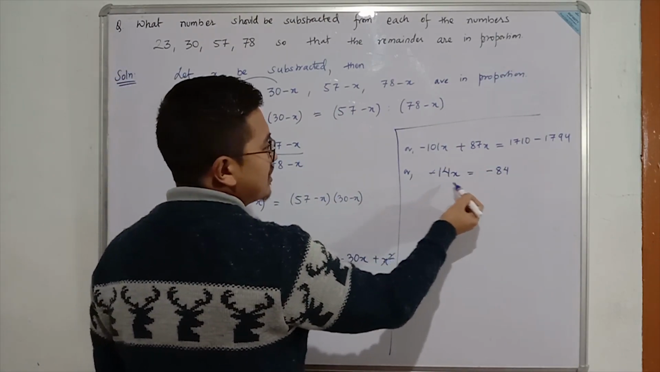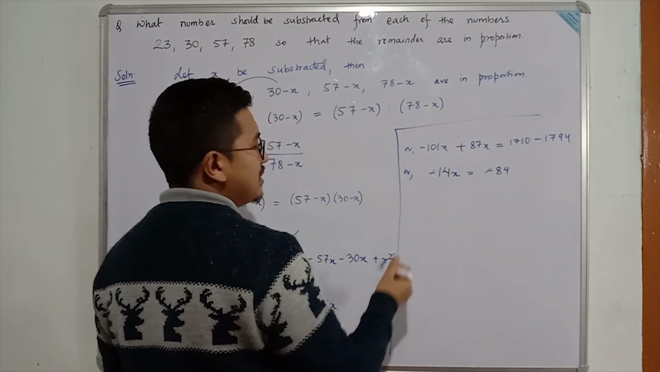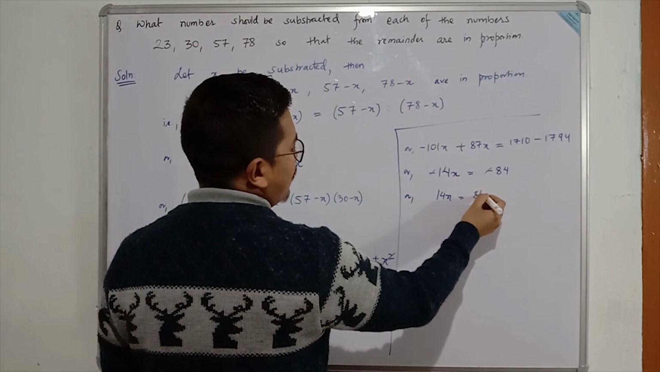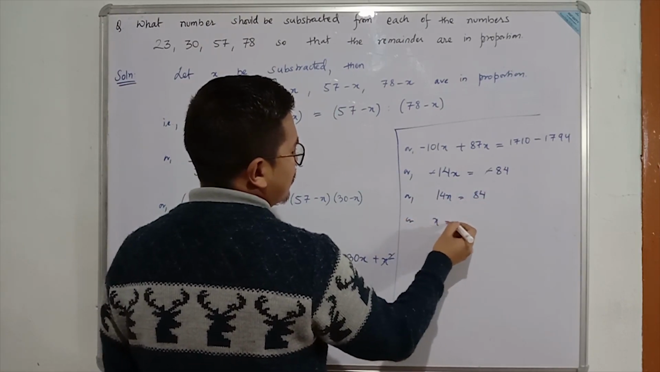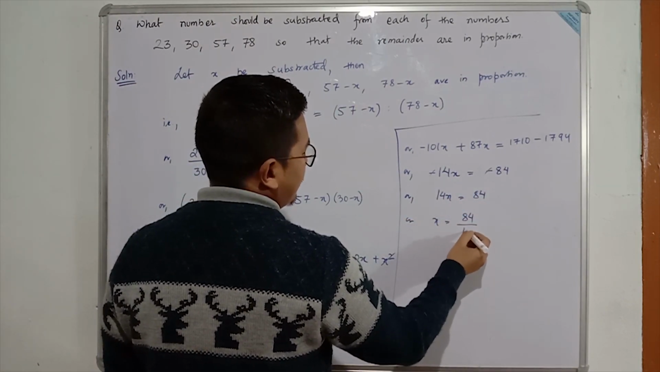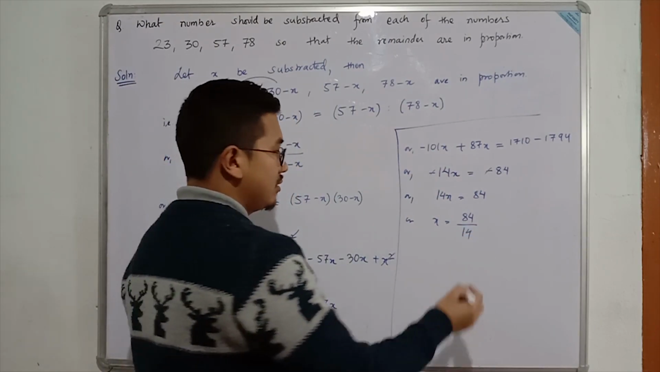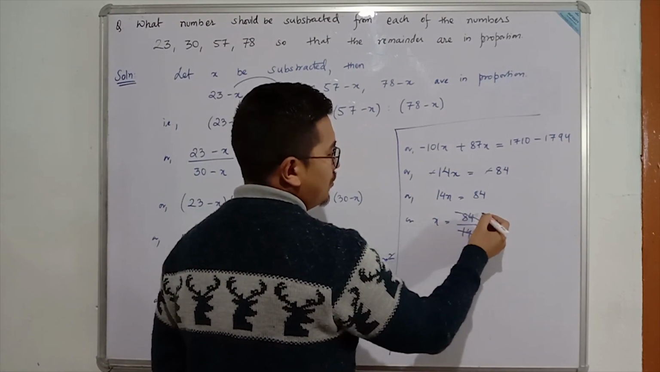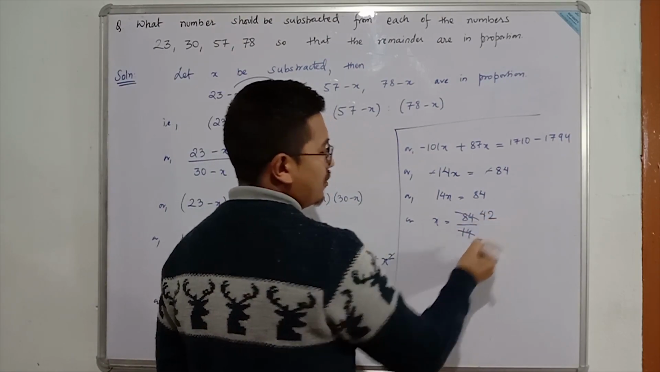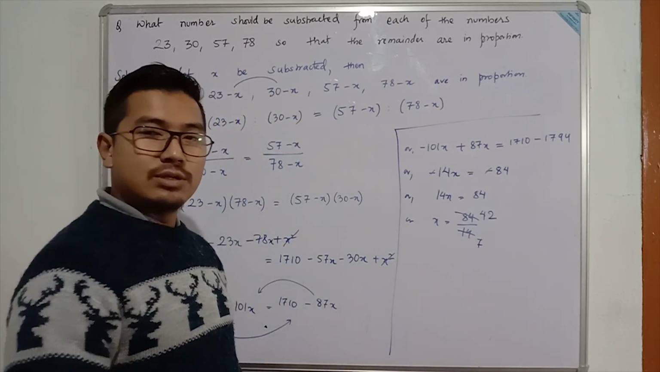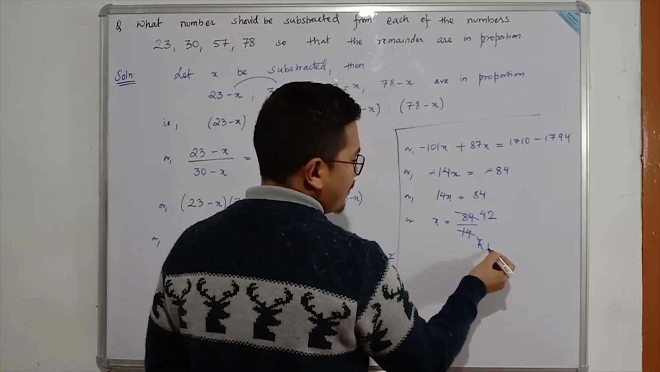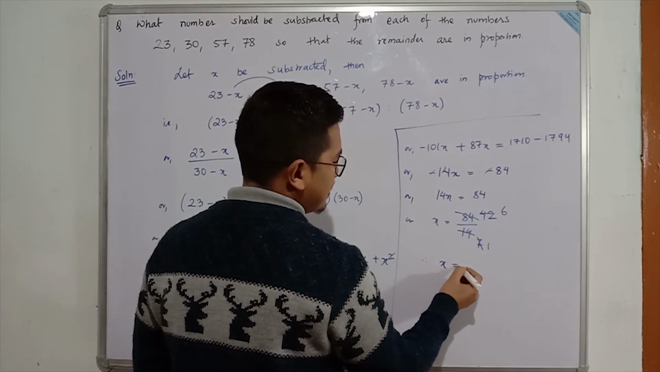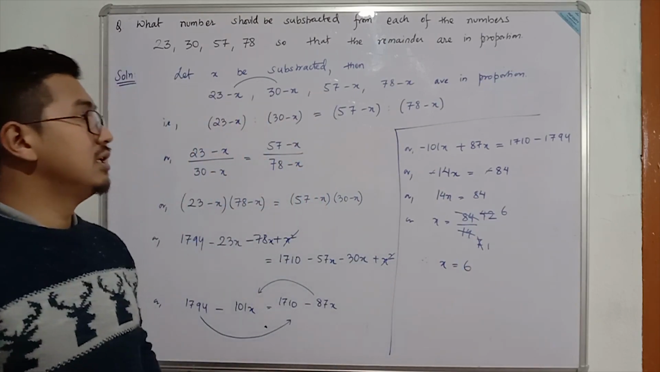Here it is minus, here also it is minus, so we can cancel the negative signs on both sides. So 14x equals 84, or x is equal to 84 by 14. We'll do the cancellation. We cancel by 2: 2 7s are 14, 2 4s are 8, 2 2s are 4. So it is 42 by 7. Again, we can cancel with 7: 7 1s are 7, 7 6s are 42. Therefore, what is x? x is equal to 6. So this is the value of x.